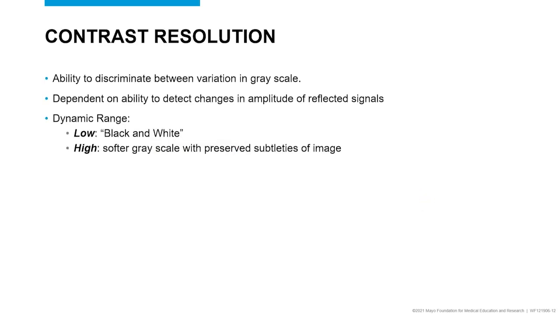There's also contrast resolution, which refers to the ability to discriminate between variations in grayscale. It depends on the ability to detect changes in the amplitude of the reflected signals. If you've got a good dynamic range, you can see different shades of gray, but if you've got very low dynamic range, you're pretty much going to see just black and white.